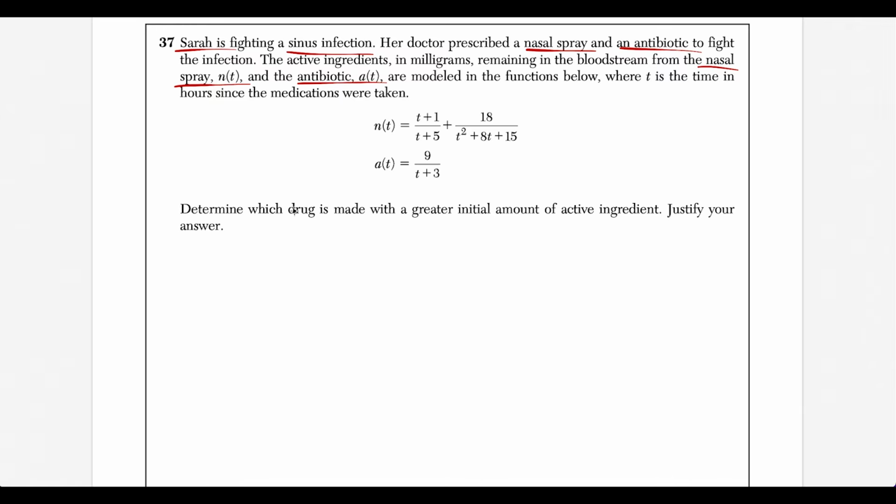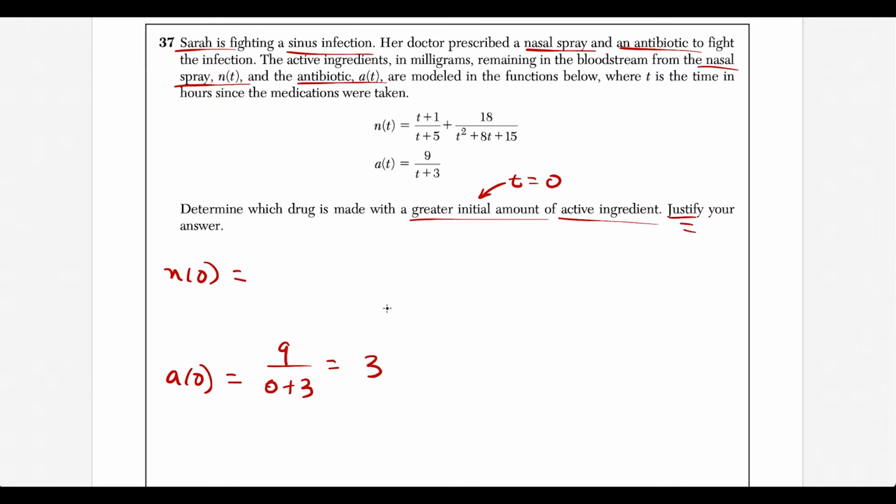And here, first we have to determine which drug is made with a greater initial amount of active ingredient. Justify your answer. So in math, when you hear initial, that means t equals 0. So here I would find N of 0 and I would find A of 0. And the second one is much easier to find. 9 over 0 plus 3. Just know, 9 divided by 3 is 3. So this, we could say here, 3 milligrams.